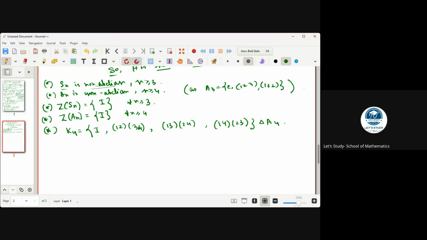This is an interesting fact: the center of Sn is identity, the center of An is also identity, and K4 is the subgroup given here, and this is normal in A4.